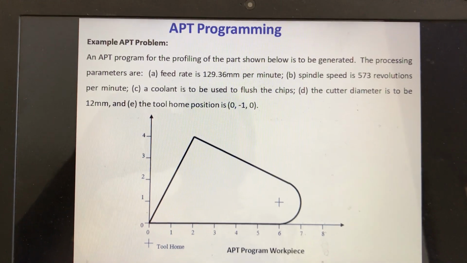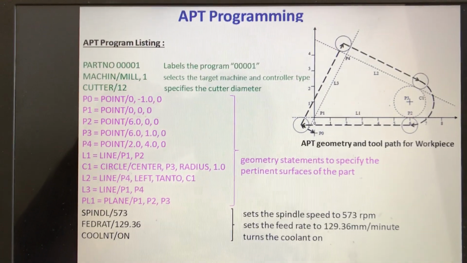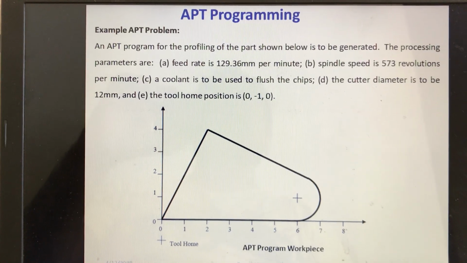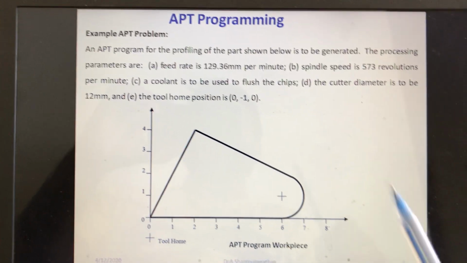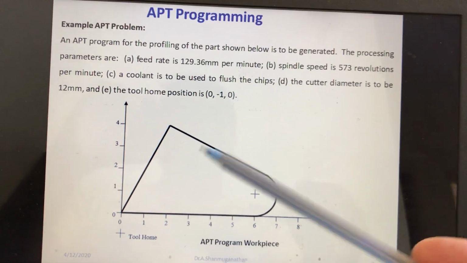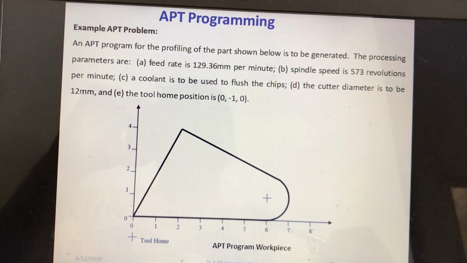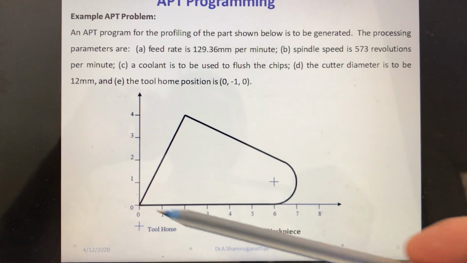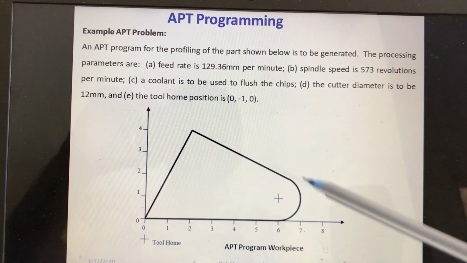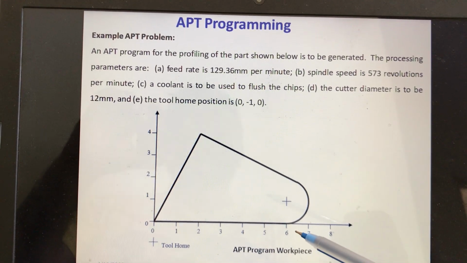So for making this program, see, I've given you here. To make this program, first we should define the part geometry. Defining part geometry means we should define what is point 1, point 2, point 3 and all these things, and if there is a circle, we should define that circle and all.